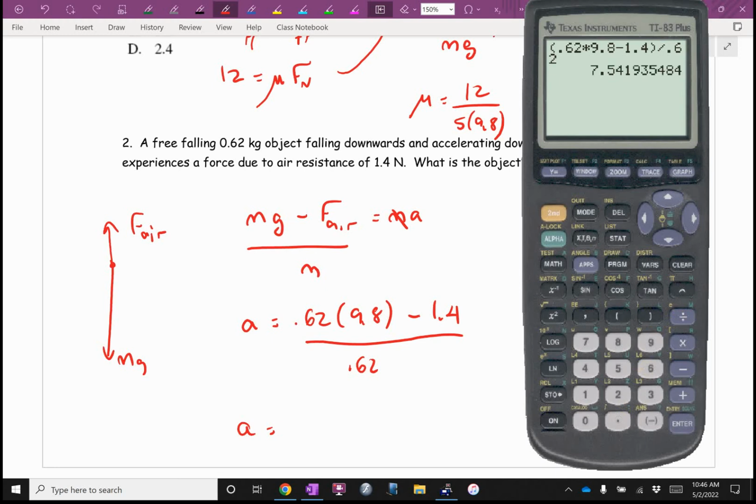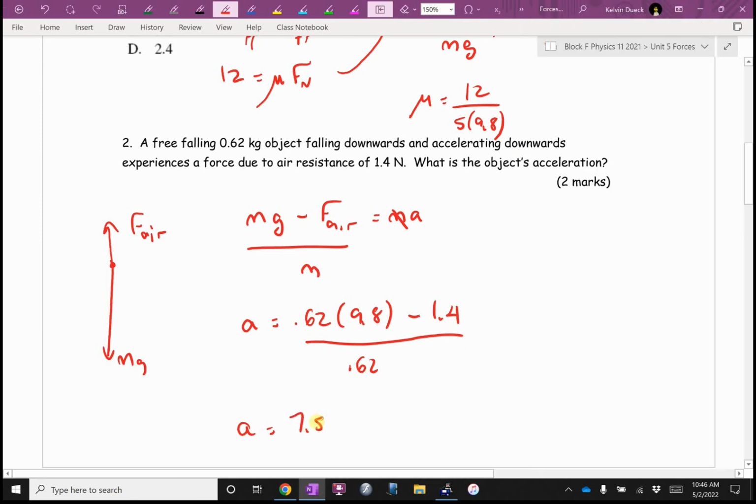Did you all get 7.54? Oh, I knew it was going to be less than 9.8 because if we were in a vacuum, the fastest we can accelerate is 9.8. So I had a bit of a built-in error check here. Is it 7.54? Is that right? If you got that, 1.5 out of 2. If you added the meters per second squared, 2 out of 2.